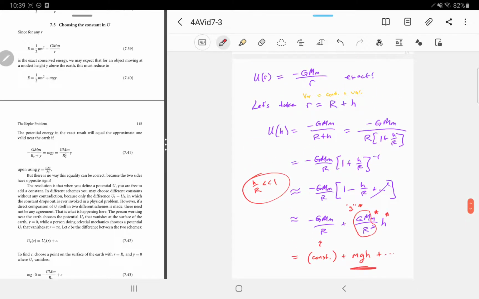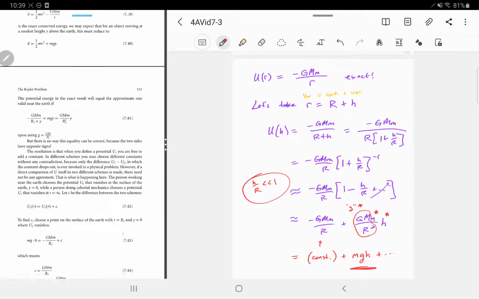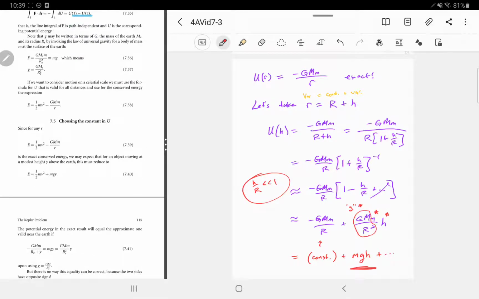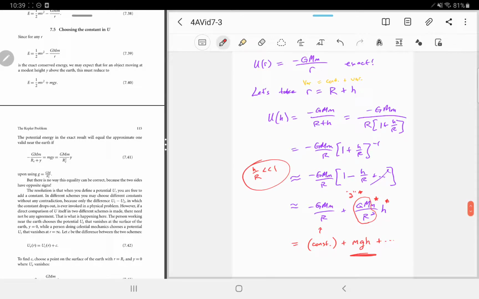So when we do conservation of energy problems, where potential energy is converted to kinetic energy, we just care about changes in energy. And this is the point that your book makes. Choosing the constant in U is the title of this section. So in other words, we can just ignore this constant, because in any physical problem, you just look at changes in potential energy. You can't measure absolute potential energy. It's always potential energy relative to some other configuration.